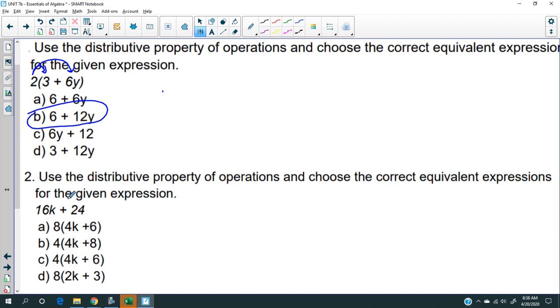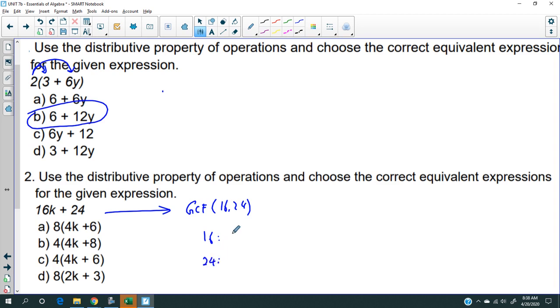Number 2. This one is more like the lesson today. Use the distributive property of operations and choose the correct equivalent expressions. Okay, let's do this first, and then I'm going to give you a hint for the 6th grade. So what's the GCF between 16 and 20? By the way, perhaps I should have done this earlier. How do you find the GCF?